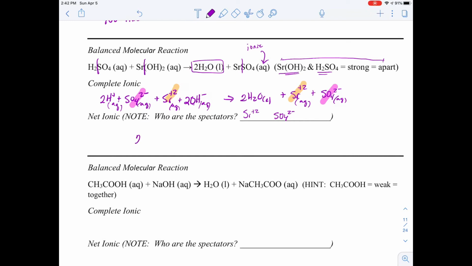And then here's my ions. 2H+ (aq) plus 2OH- (aq) turns into 2 waters. And you remember what I was saying about them all being 2's in front? Now change them so that you get the lowest multiple. That's the answer right there.